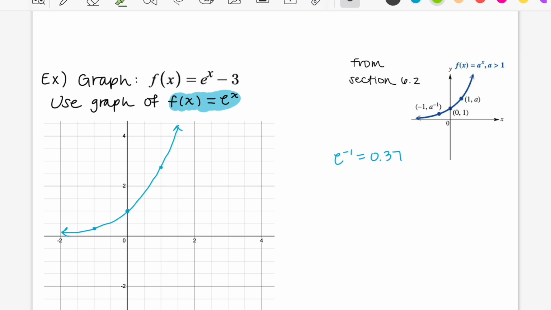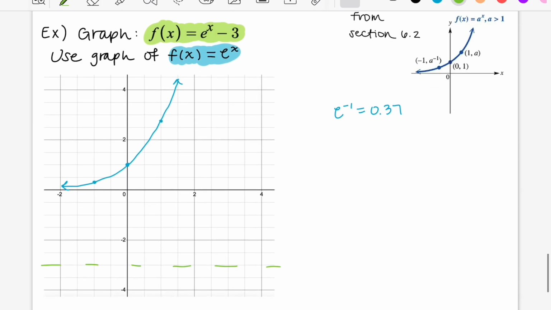Now, to graph this function here, we're just going to use our translations. So these 3 points are going to move 3 units downward. This also means our horizontal asymptote is going to move 3 units downward. All right. So we'll have this point here, about this point here, and this point here. So this is our graph for our function e to the x minus 3.